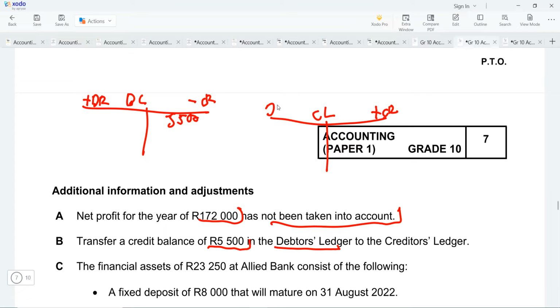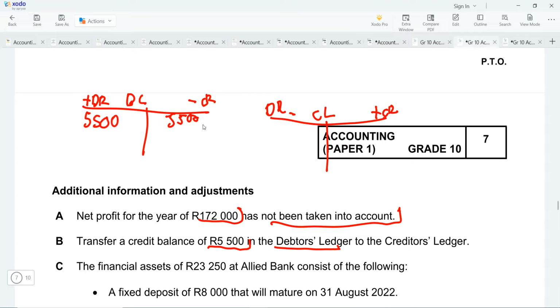So this one will do the opposite. It will reduce this side. So remember, this is the debit side. So now they're saying that a credit balance of 5,500 in the debtors ledger, this balance is on the minus side, must be transferred to the creditors ledger. We are moving this from this account to this account. How are we going to move it? We are going to bring it this side, so it's going to be 5,500.